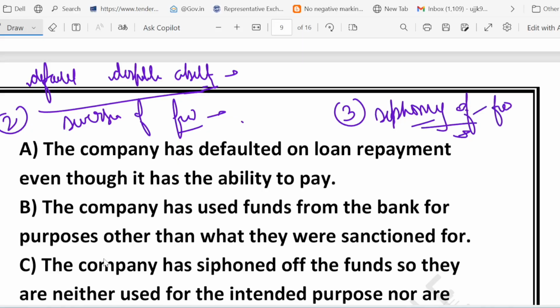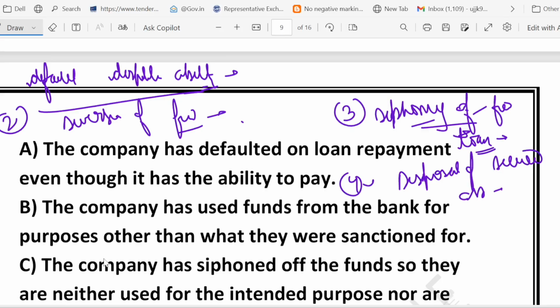What is the meaning of siphoning of funds? It means money is taken out in such a way that it is neither used for the project nor available as an asset. For example, you took the loan but the funds were secretly transferred abroad. And the fourth case is disposal of secured asset. Very, very important. It means selling or removing an asset pledged to the bank without informing. Like machinery given as collateral but quietly sold off. So all these four cases clearly indicate willful default. These are the red flags.